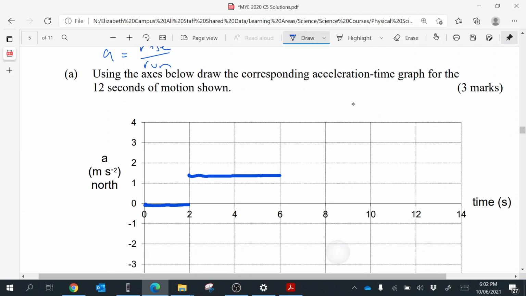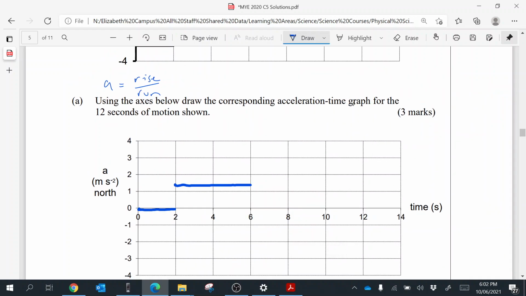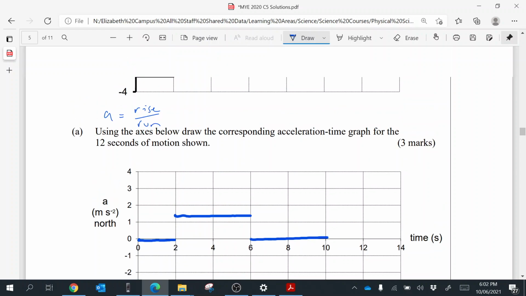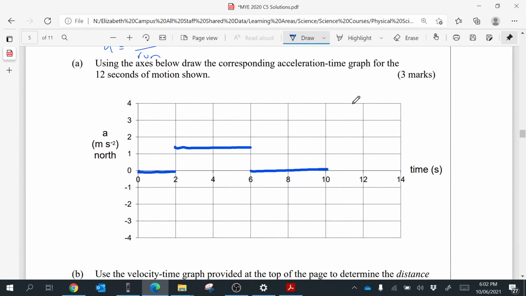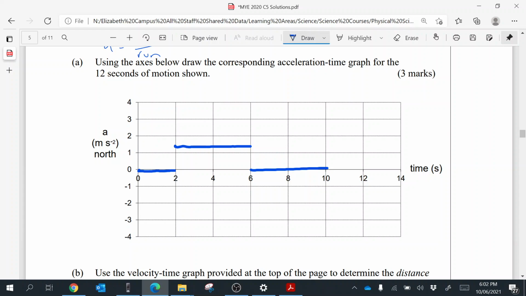Sometimes it doesn't like me having a ruler on the screen. Okay, and then finally for the last 2 seconds, it was negative 1.5, so it's down here. And you can just do dotted lines between that to signify there is no break. Just go straight between them, and that goes back up to 0 there. Okay, so that's good.